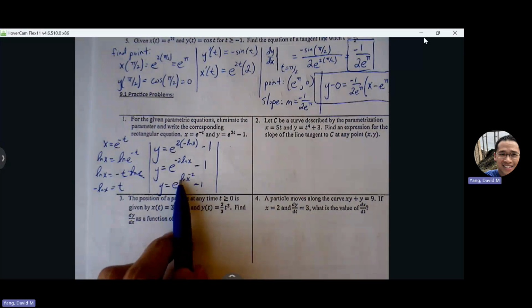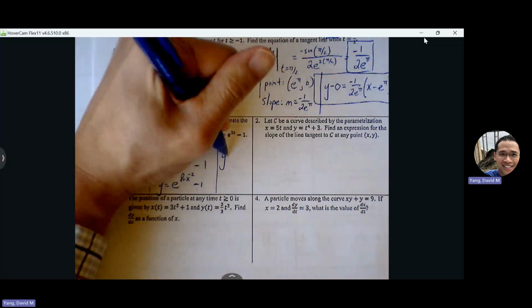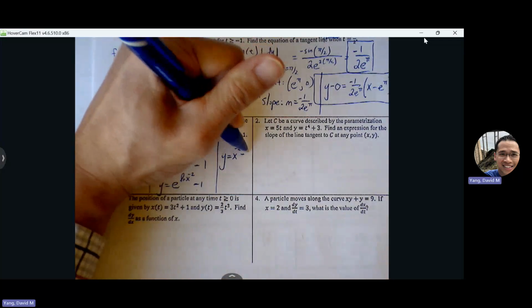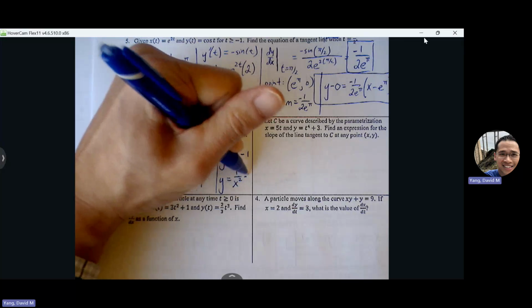And now we have e and natural log, which is a nice clean relationship. We can drop those, cancel them out, and that x to the -2 will just come down. So we have y is equal to x to the -2 minus 1, which is a lot cleaner, or 1 over x squared minus 1.